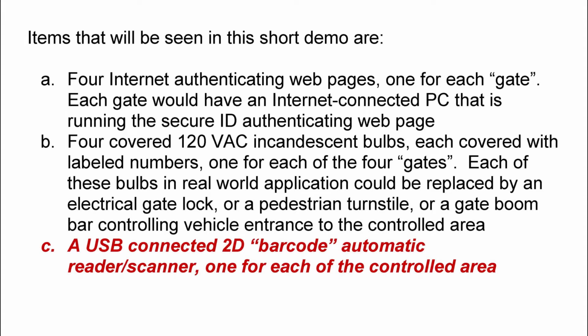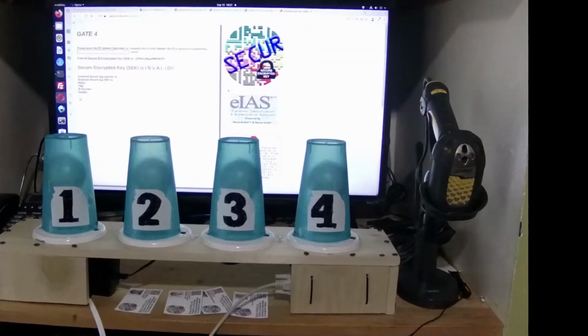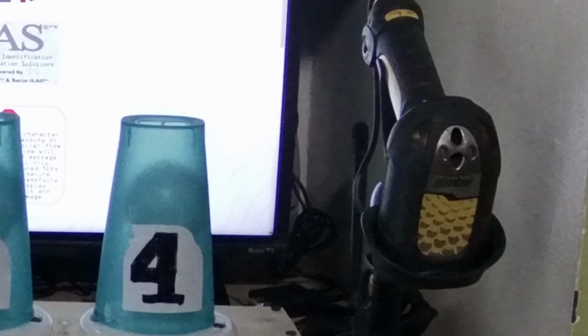The USB 2D barcode scanner connected to the authenticating PC at each gate supports hands-free operation, which means that the Smart QR code, momentarily placed under its laser beam, will quickly and authentically be scanned or read.